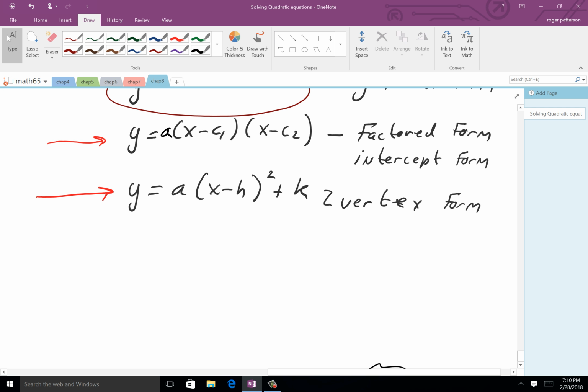minus h, squared, plus k, and introduce some of these sliders. I'm going to move this to 0 and move this to 0. All right, so this is our graph of any quadratic. It's a U shape. It's called a parabola.